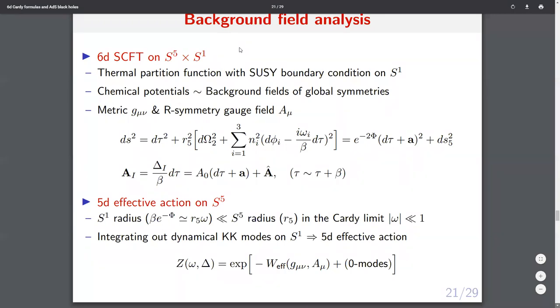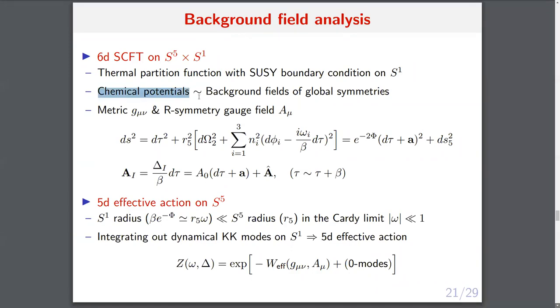The basic idea is to view the index as a thermal partition function with supersymmetric boundary condition imposed on this temporal circle. In this case, the chemical potentials of the global symmetries are viewed as the background fields of global symmetries. As background fields, we have a metric tensor G_μν and the R-symmetry gauge field A. They are non-dynamical fields, and they depend on the chemical potentials as follows. The 6D metric G_μν takes the following definition, where it depends on the angular momentum chemical potentials omega. And the R-symmetry gauge field A is a purely temporal holonomy, and it depends on the R-symmetry chemical potential delta. Those are 6D fields.